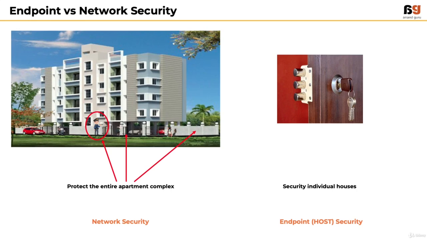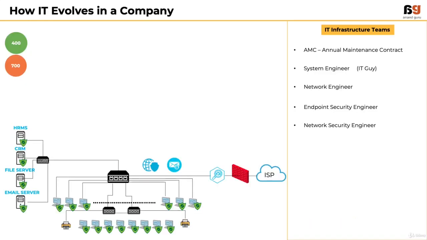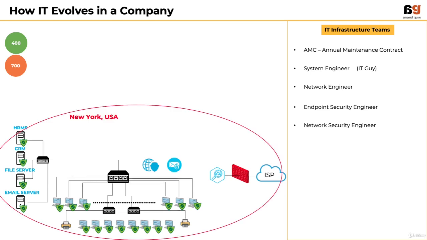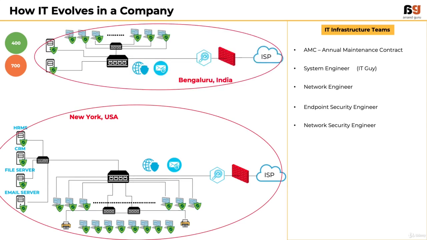Our company has continued to grow. After 5 years of starting the company, we are now a 400 people company and have more than 700 digital assets. We are distributed geographically and have one office in New York in the USA and another one in Bengaluru, India. The two offices are connected over the internet via a VPN tunnel.